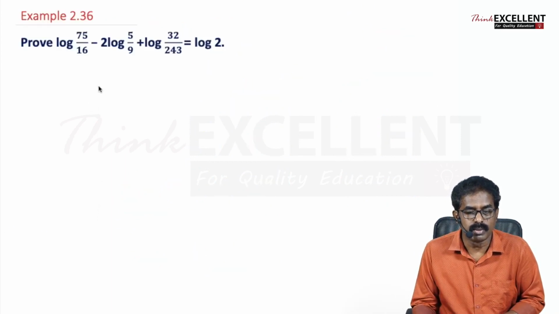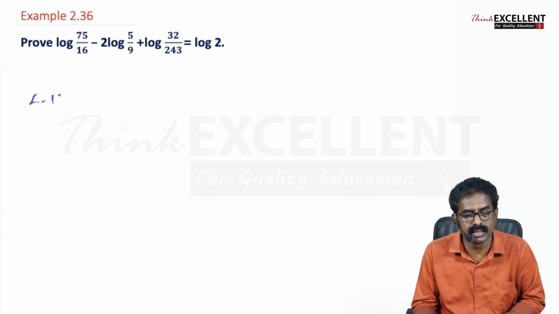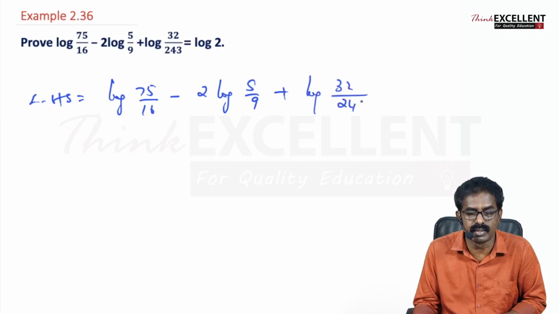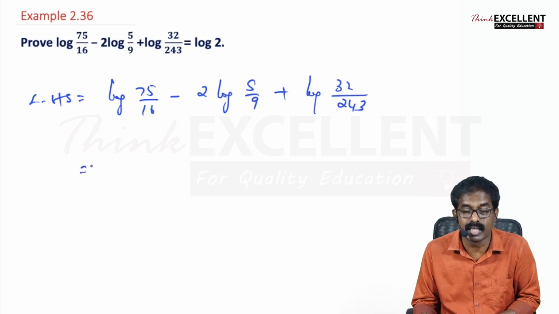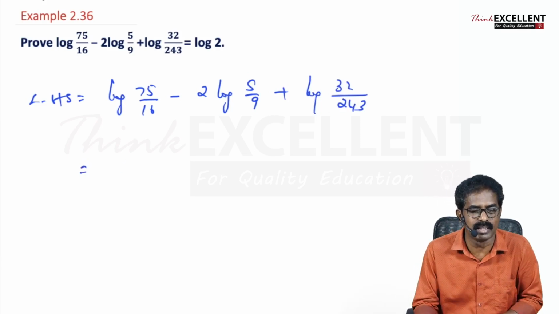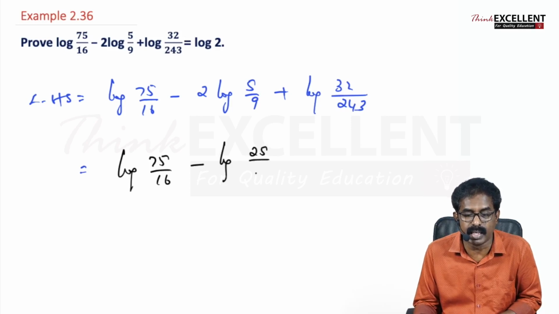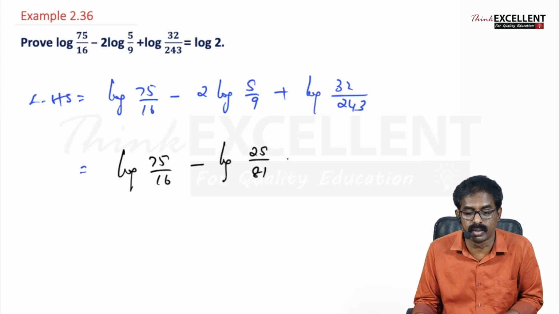Look at this question, very simple question, prove that. So we start with LHS. Log 75 by 16 minus 2 log 5 by 9 plus log 32 by 243. You have to get the answer as what? Log 2. Already we did a question, but here there's a minus also. That's the reason I thought of teaching this also. So first, before the log, if some terms are there, take it to the power. So you can write log 75 by 16 minus, the 2 goes up, so log 5 by 9 square, or you can say 25 by 81, actually 5 by 9 the whole square, 25 by 81, plus log 32 by 243.